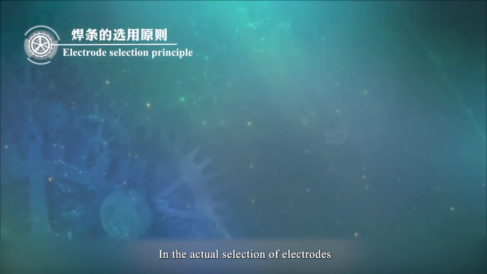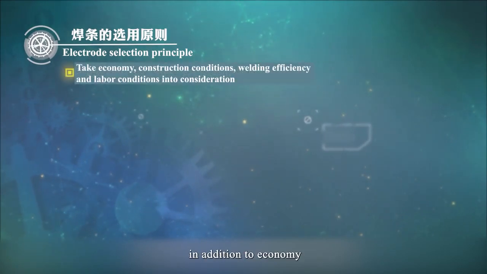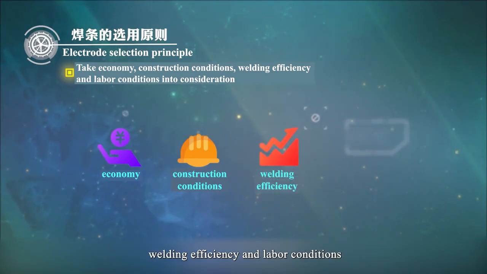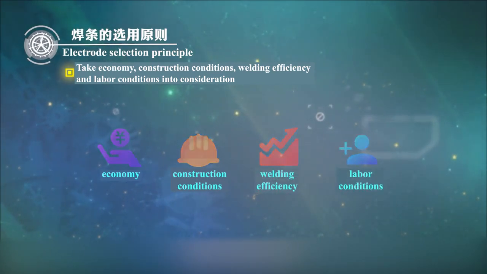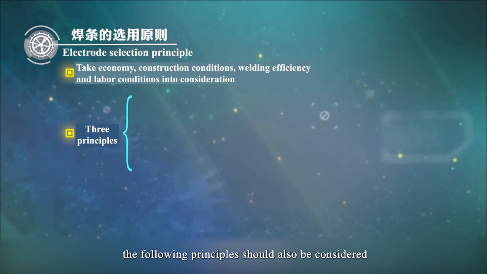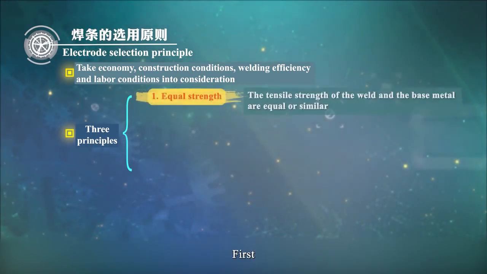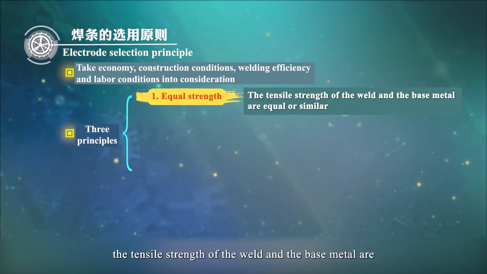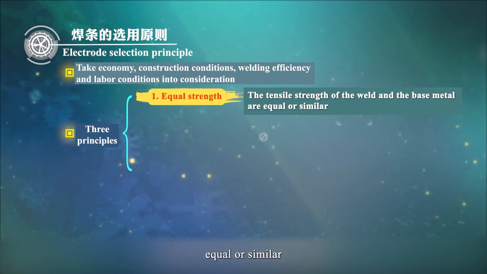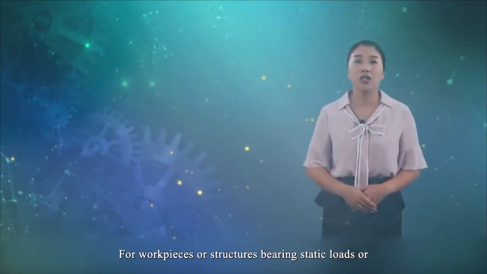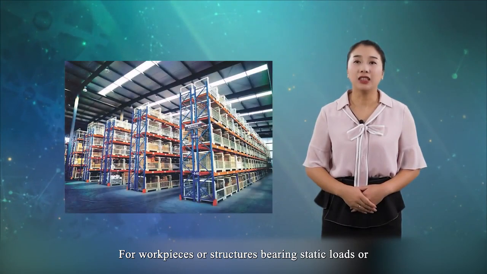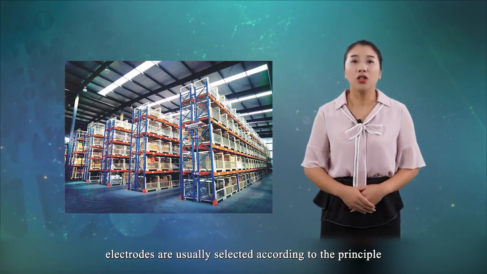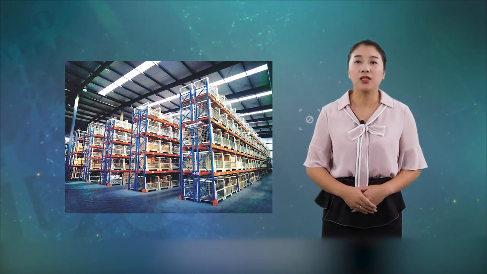In the actual selection of electrodes, in addition to economy, construction conditions, welding efficiency, and labor conditions, the following principles should also be considered. First, the principle of equal strength, that is, the tensile strength of the weld and the base metal are equal or similar. For workpieces or structures bearing static loads or general loads, electrodes are usually selected according to the principle of equal strength.